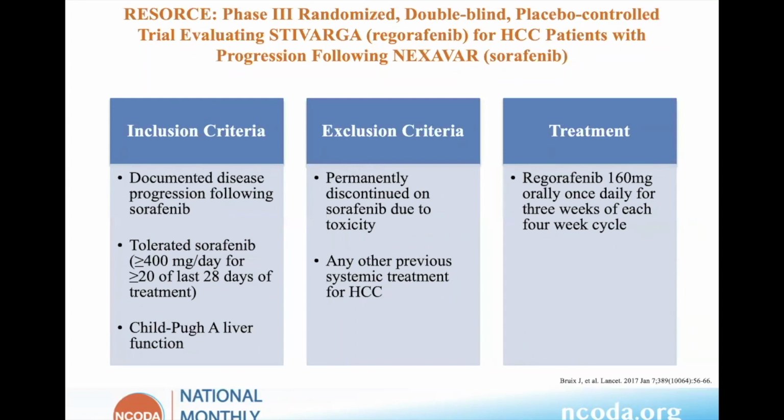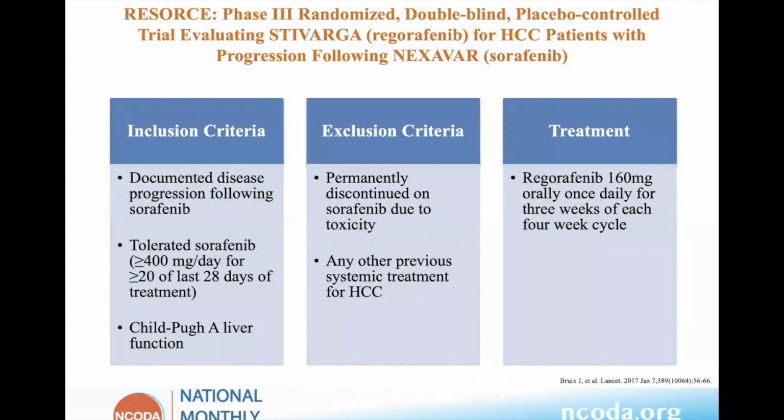In addition, and this may be difficult to find, patients had to have relatively preserved hepatic function, Child-Pugh class A. Obviously, patients were excluded if they had permanently discontinued Sorafenib due to toxicity and if they had ever received any other type of systemic therapy for HCC. They dosed Regorafenib at a standard dose, which is 160 milligrams once daily for 3 out of every 4 week cycles.